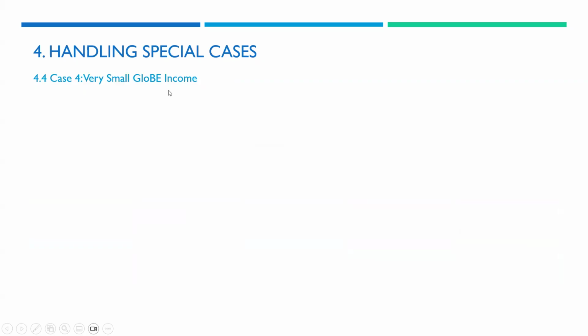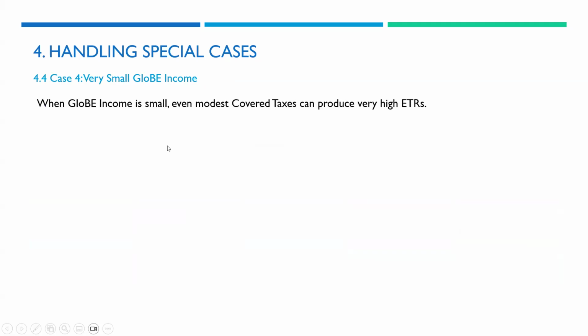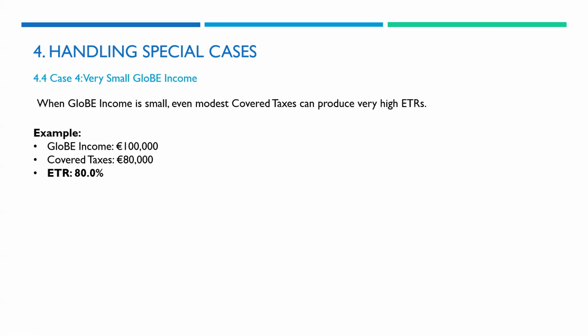Now, what about very small globe income? There could be instances where one of the constituent entities has very small globe income but very high taxes. For example, let's say that the globe income is 100,000 and the covered taxes are 80,000. It could happen. How can you tell me one instance how it could happen?